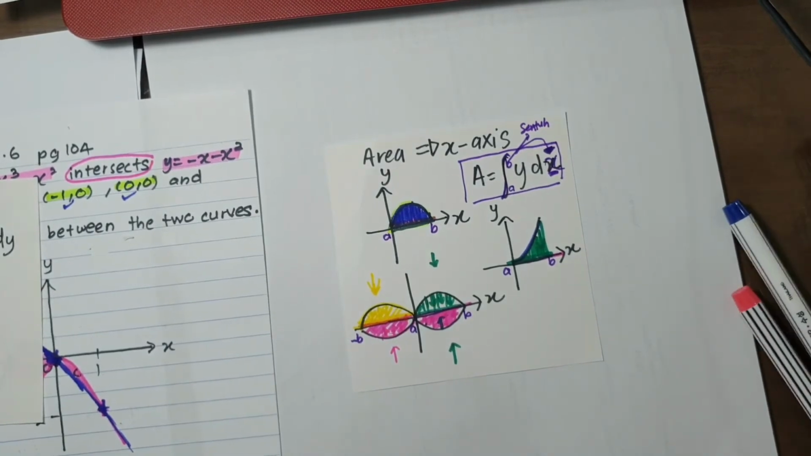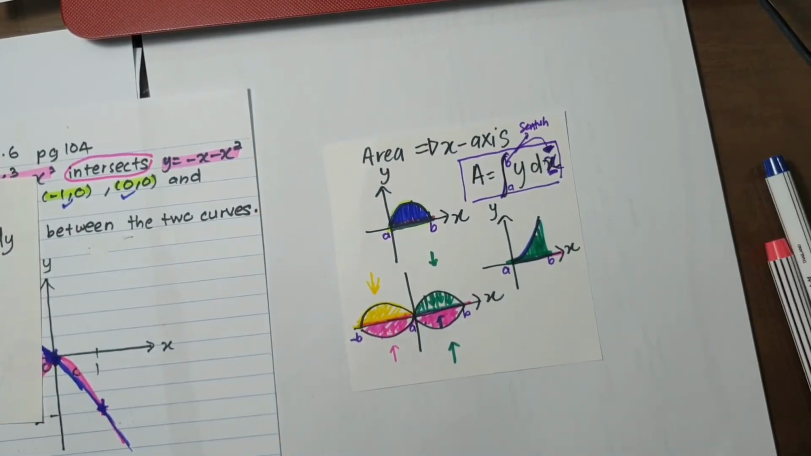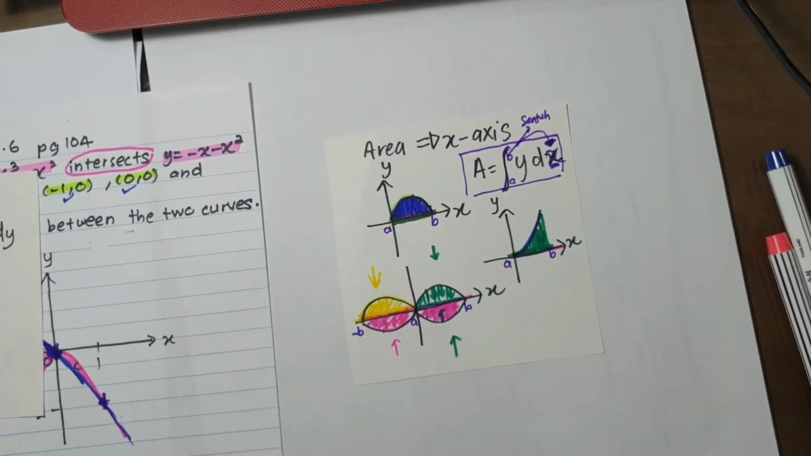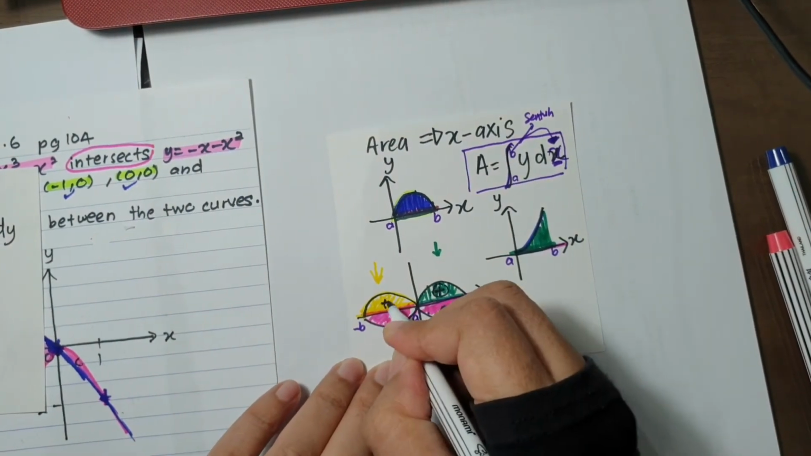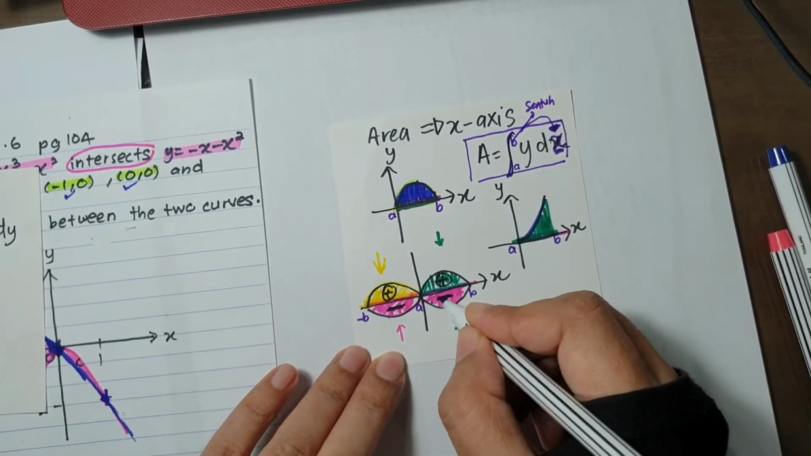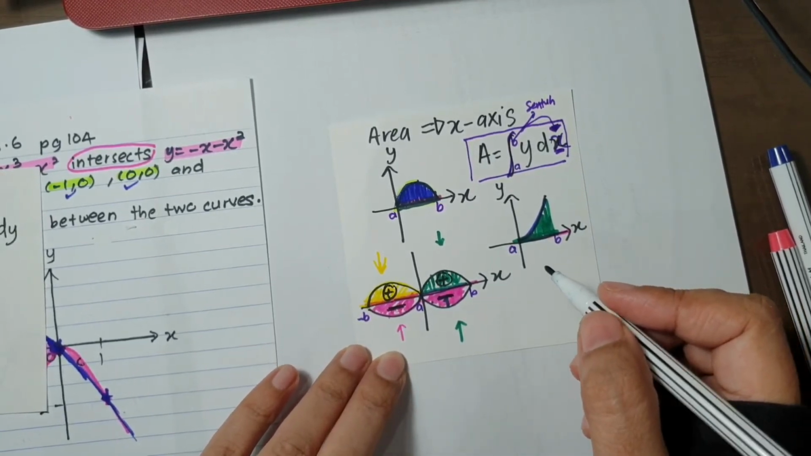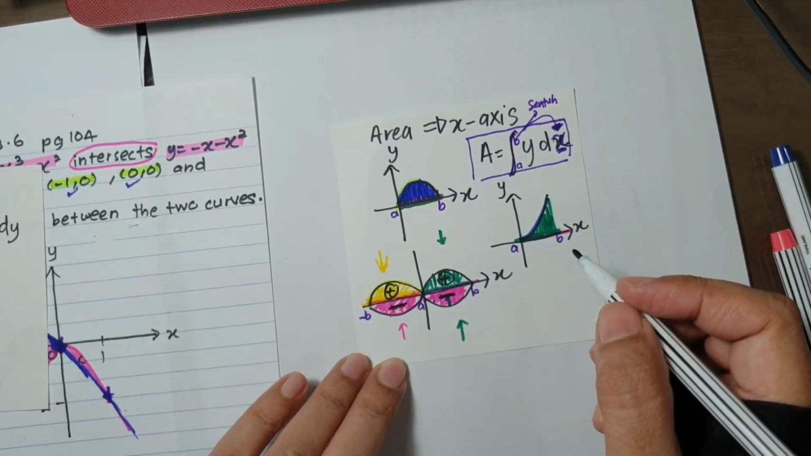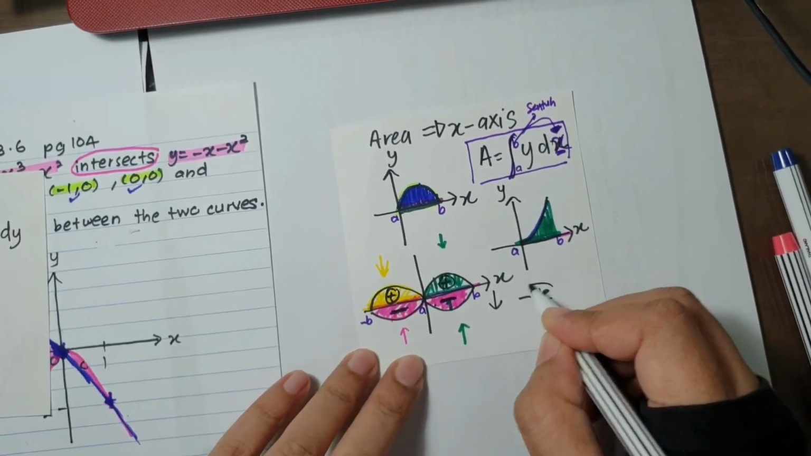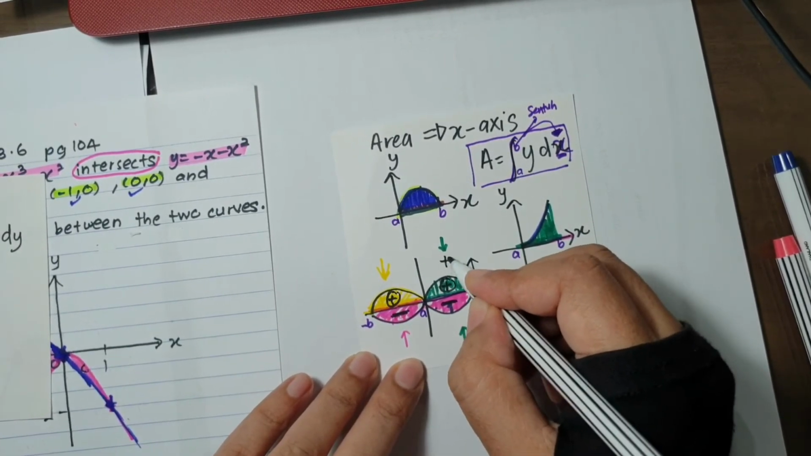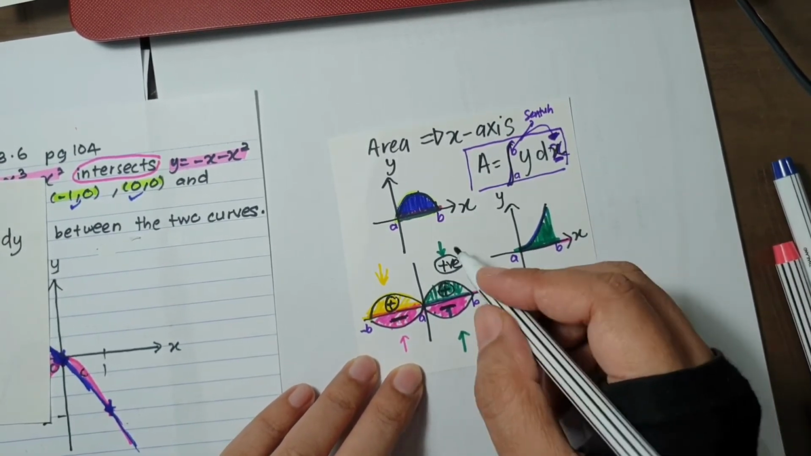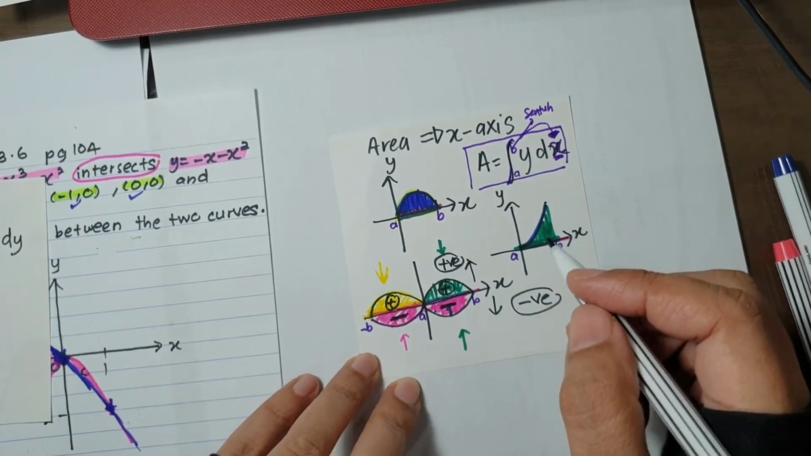Lagi satu perkara yang you kena tahu, yang kena ingat, area bounded by x-axis, the region above the x-axis has positive area, the region below the x-axis has negative area. But then when you find it, we put modulus sign, because area cannot be negative. But we understand area below the x-axis has negative value, area above the x-axis has positive value. So bila kita calculate area, we must put modulus sign, because area cannot be negative.